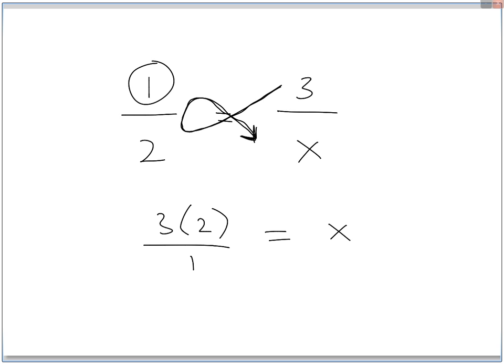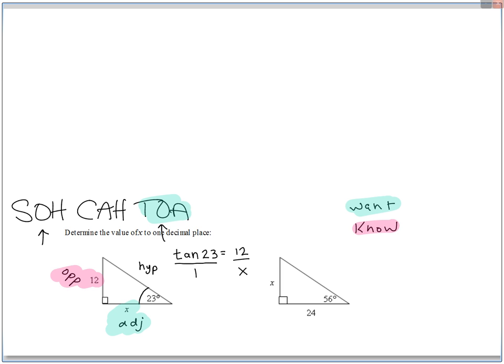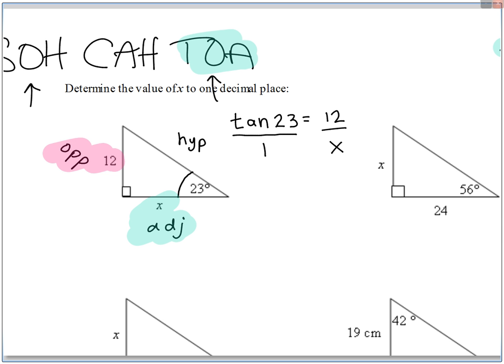Okay? So back to our original problem. What do we times? 1 times 12 and divide out tan 23. Okay? So it's 12 times 1 over tan 23 equals x.